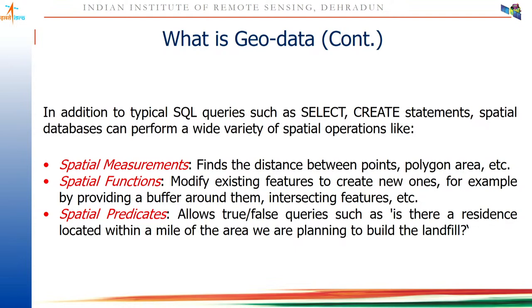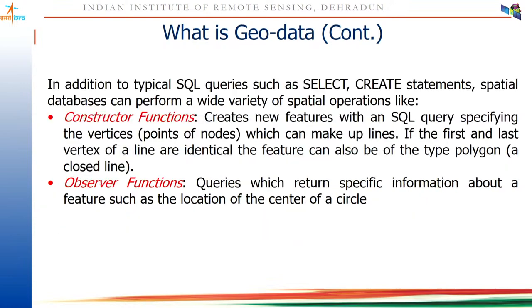We should also be able to use spatial predicates that allow true or false queries, such as: is there a residence located within a mile or within a kilometer of the area we are planning to build a landfill? If you are planning to fire this kind of query, it should allow you to run a Boolean operator with spatial context. So these features will be required especially for a spatial database management system.